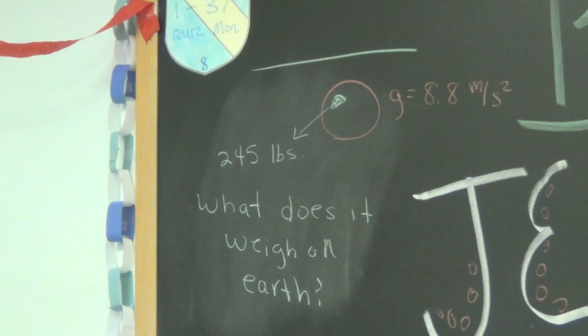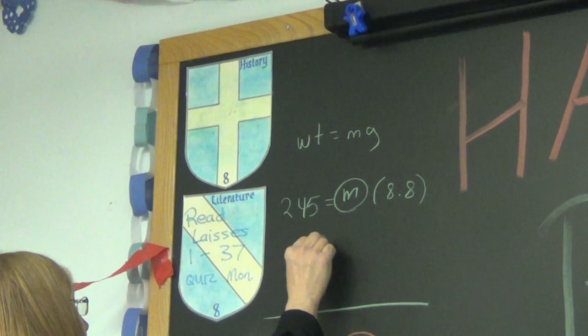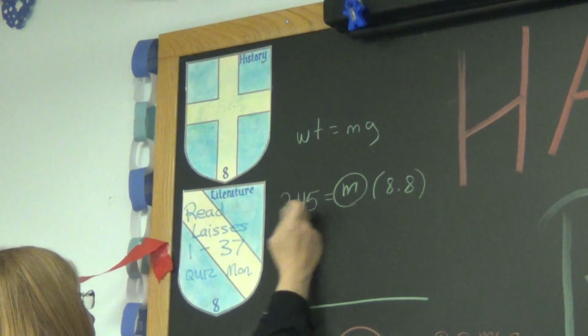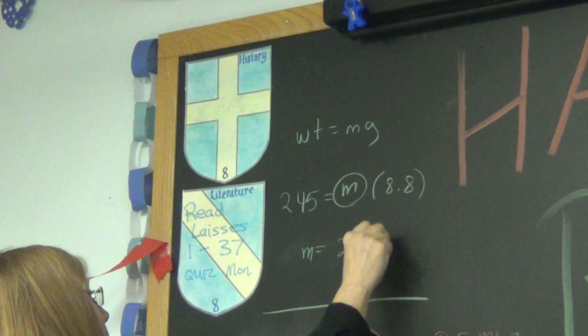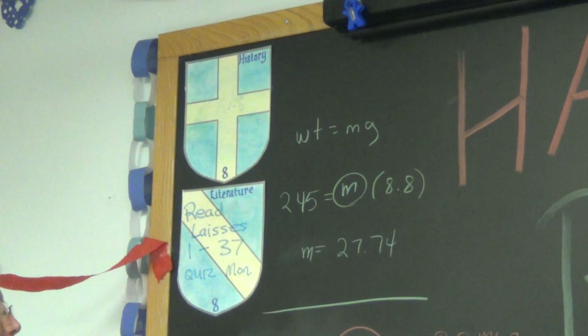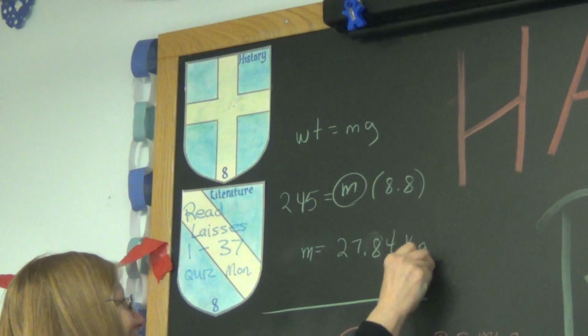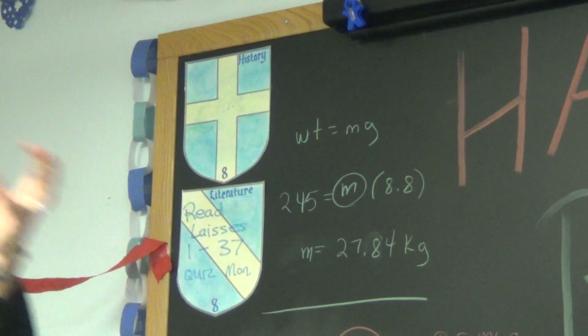When I divide it, I did sig figs in the middle, but if I kept it, it's 27.84. You were close though, just one off. So that's the mass of this rock. Mass is how much stuff there is. It's the same amount of stuff here.